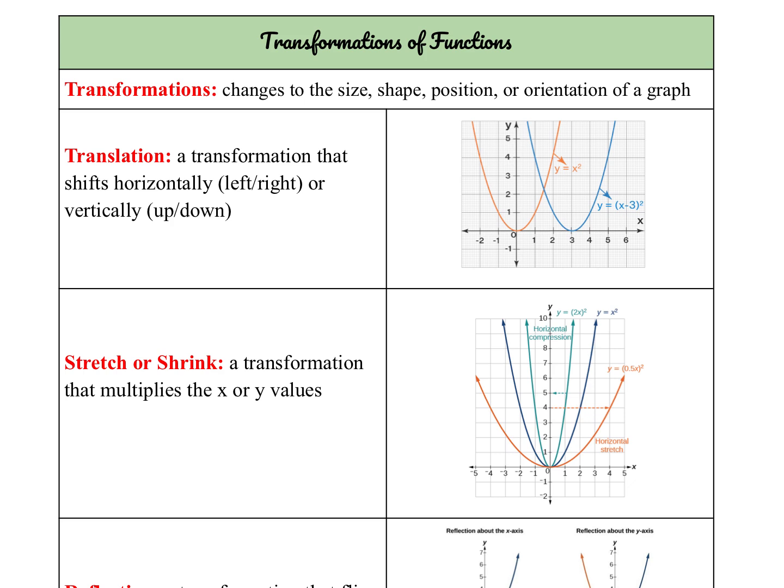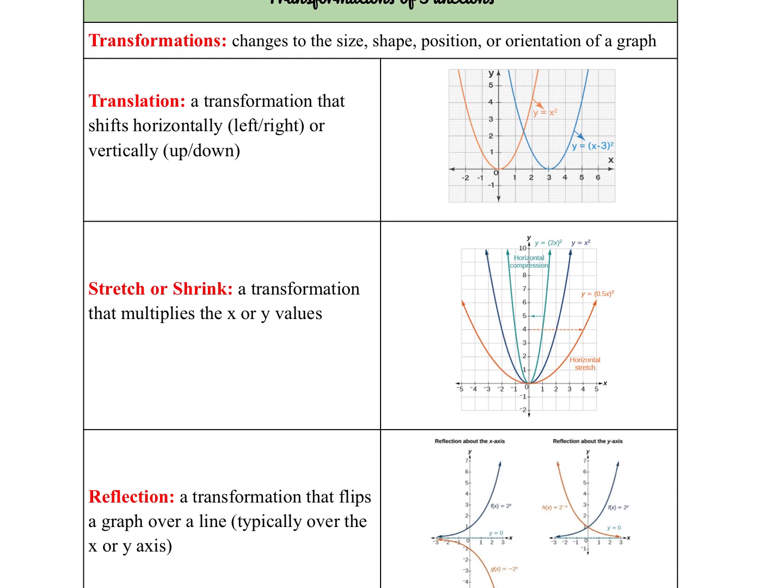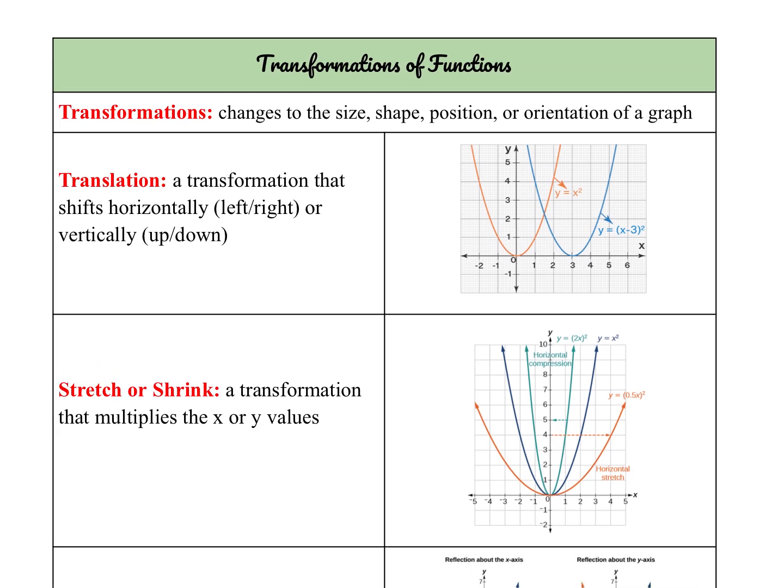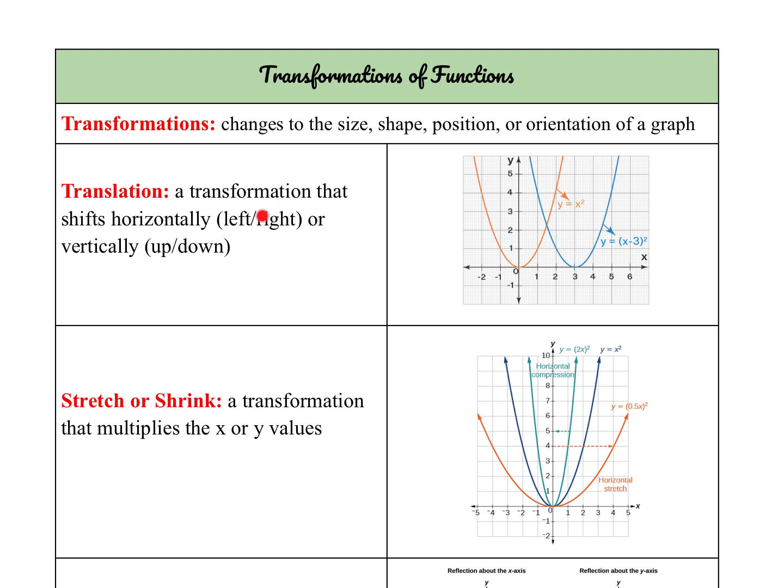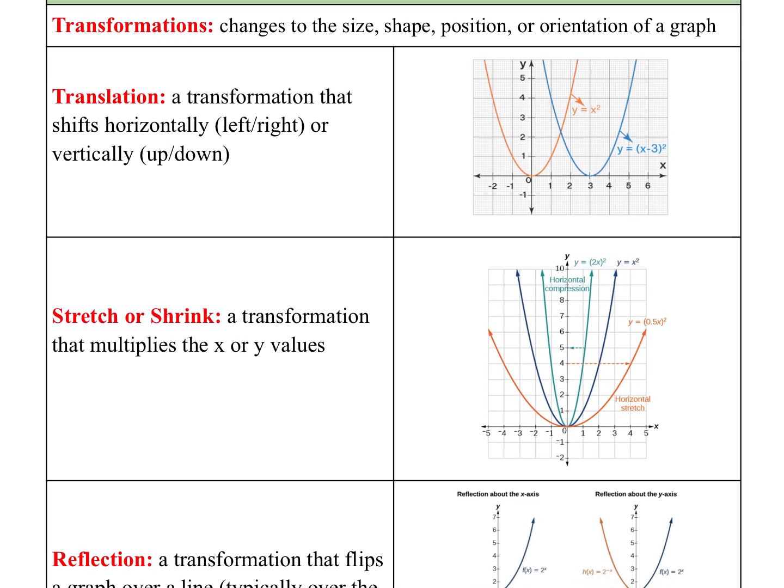So there are three main types of transformations: translations, stretches or shrinks, and reflections. A translation is a transformation that shifts your graph left, right, or up and down. You'll see when you do this, it is a rigid movement. The orientation of your graph is the same. The shape of your graph is the same. It's simply that all of the coordinates are shifted horizontally and/or vertically.